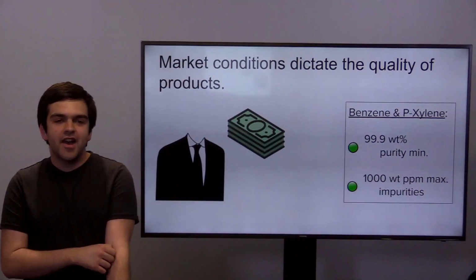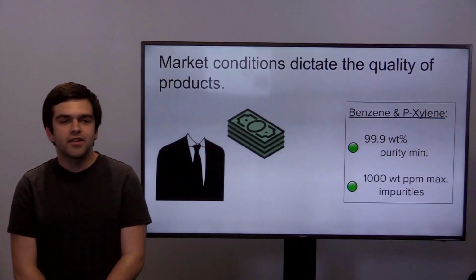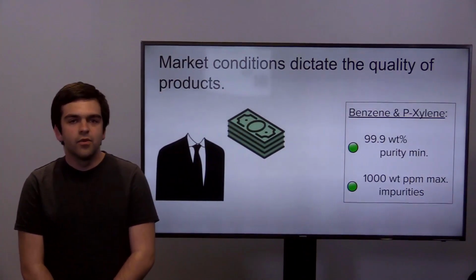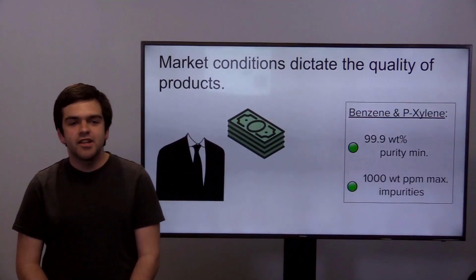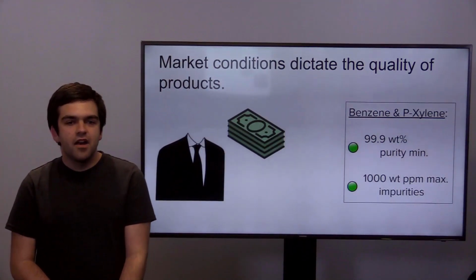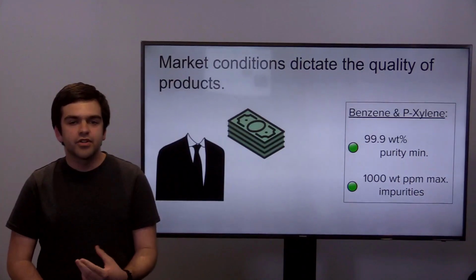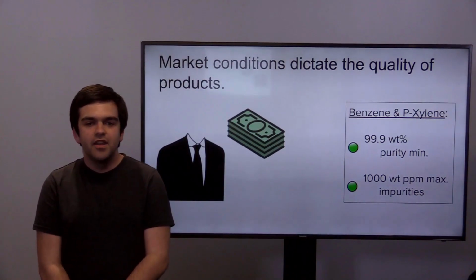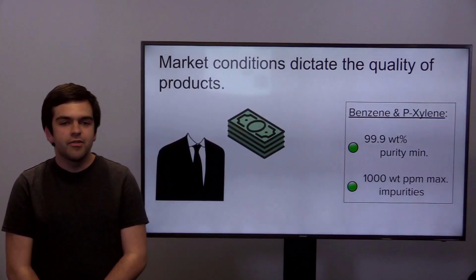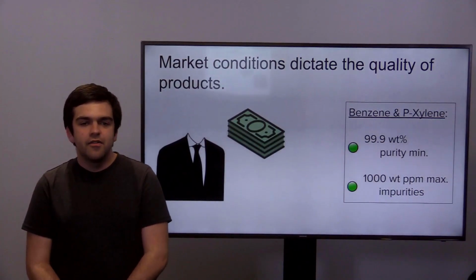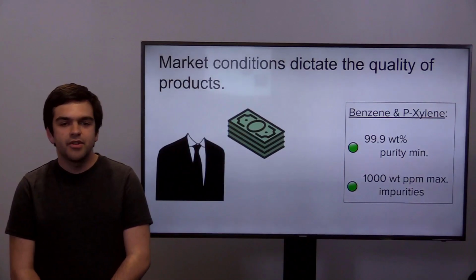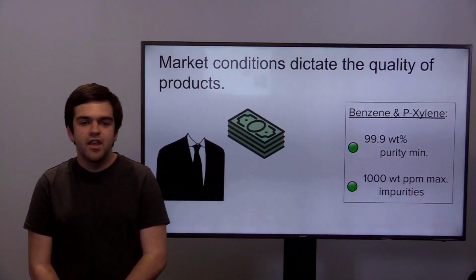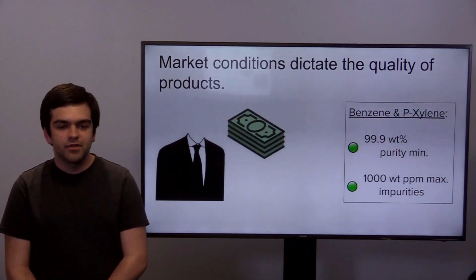Some of the other factors that go into our goals and process design are market conditions that dictate the quality of products. We must achieve a certain purity with our product streams in order to sell them for a profit. These include forming both the benzene and the paraxylene streams at a 99.9 weight percent purity minimum, which we accomplish, and only having so many impurities, which we also accomplish.